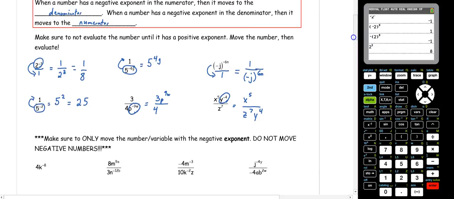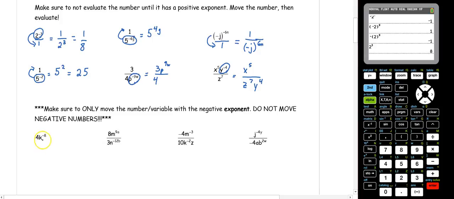So let's try a couple more examples. So in the first one, we have 4k to the negative 8th. K is what has the negative exponent. 4 doesn't have a negative exponent. It gets to stay put. So we're going to keep 4 in the numerator and then move k to the 8th into the denominator.